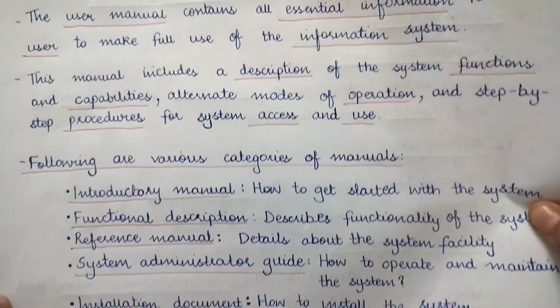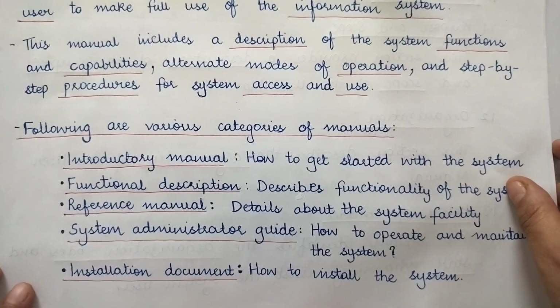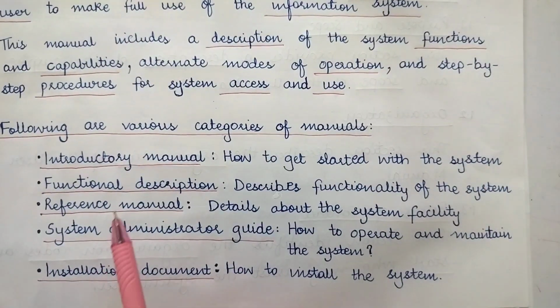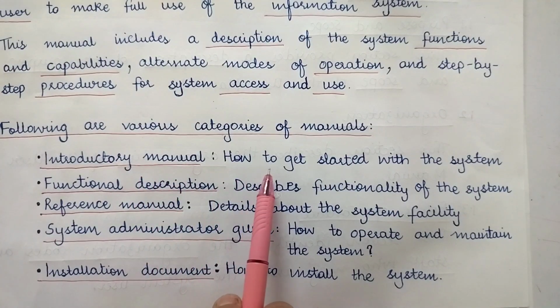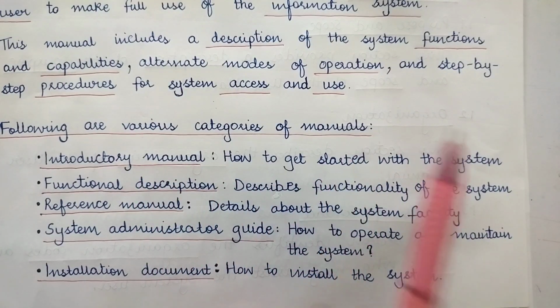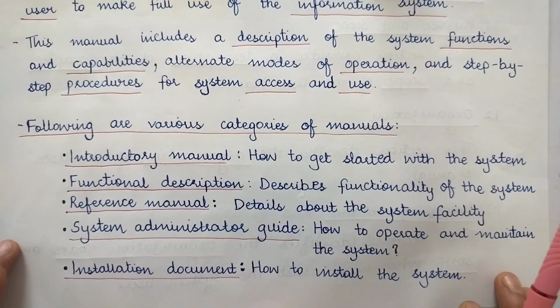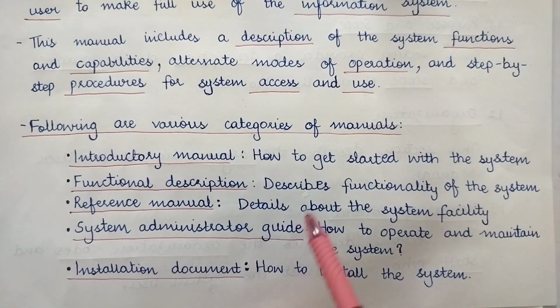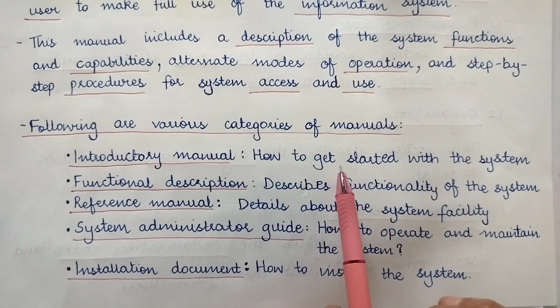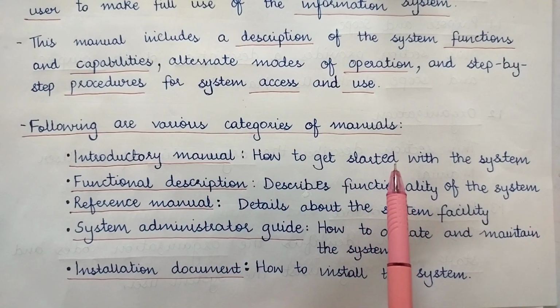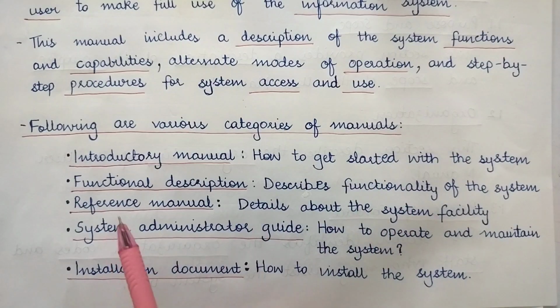Now following are the various categories of the user manuals, right? So first is your introductory manual. Introductory manual basically tells you how to get started with the system. If you are new to a system, then obviously you need to know how to start, right? So for that you have the introductory manual which tells you how you should get started with that system in the first place.